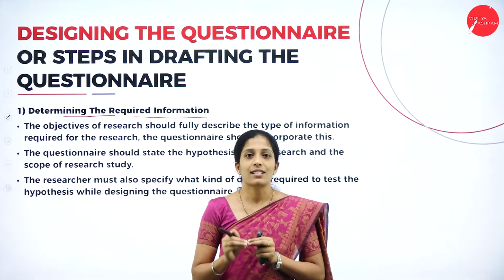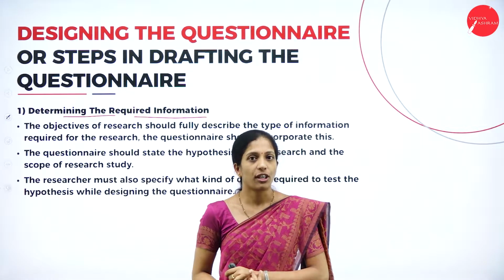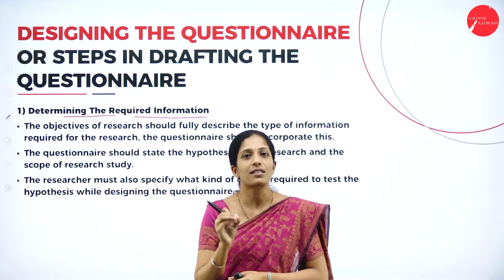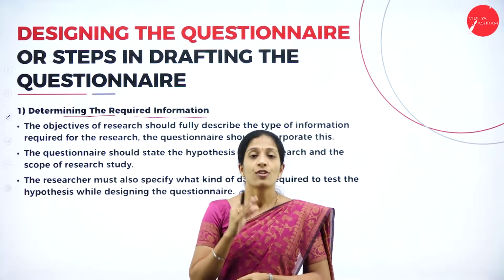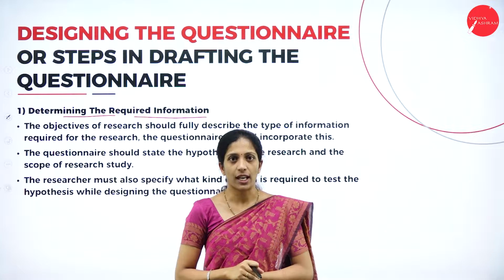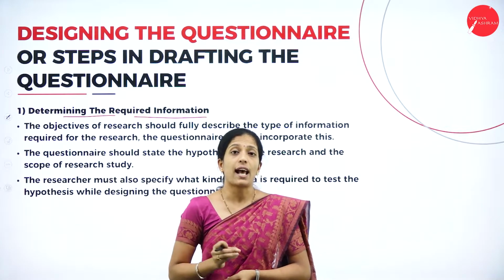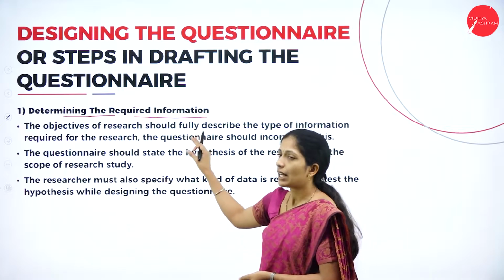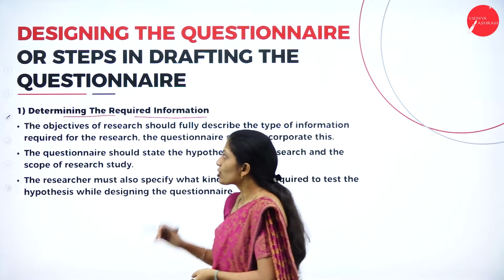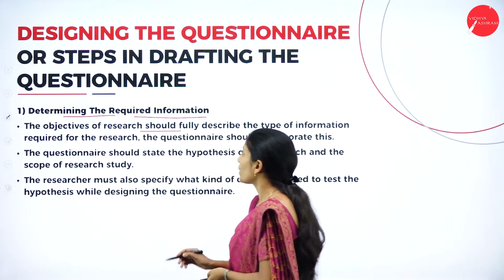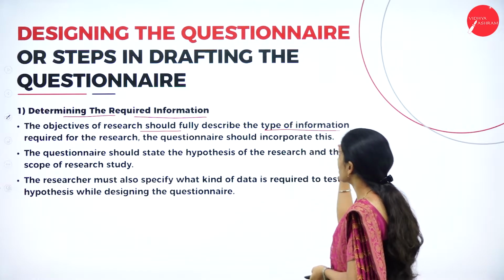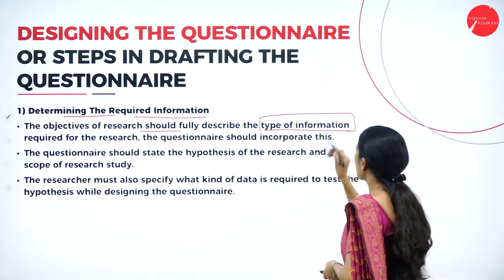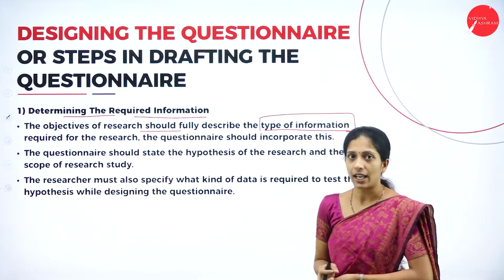So here, what will the researcher do? The researcher's first step is to know what information is required. Why does he have to prepare the questionnaire? What information has to be collected from the respondents? That will be analyzed in the first step. The objective of the research should fully describe the type of information. Remember this. What type of information has to be collected?